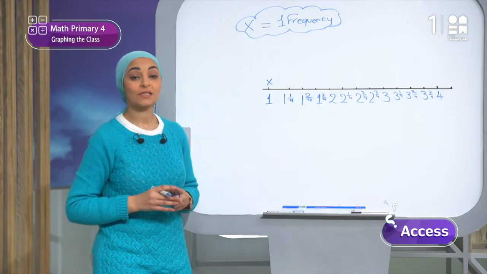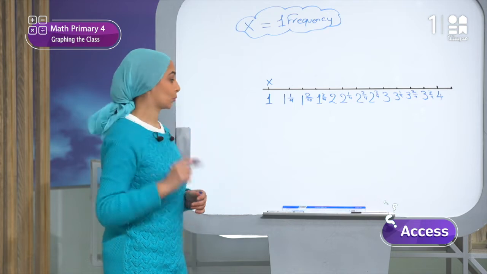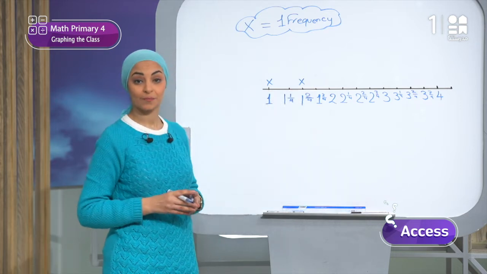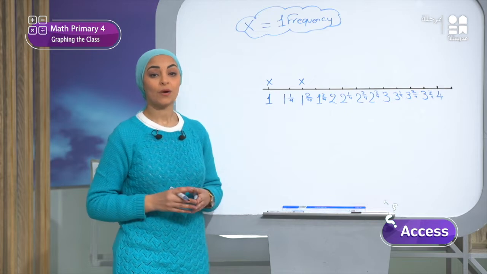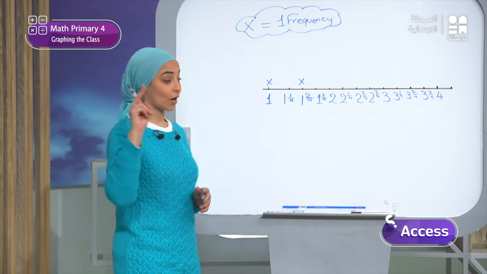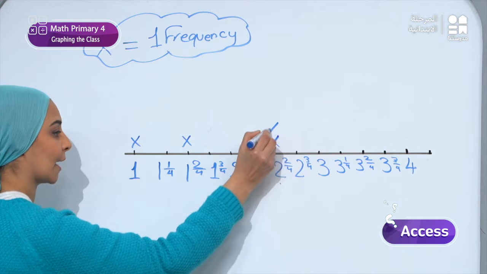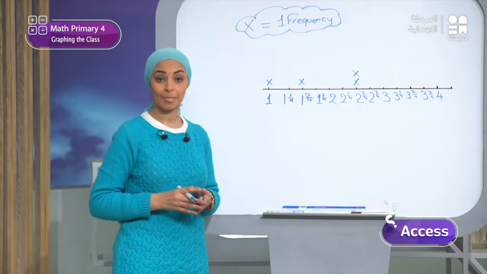1 and 2/4 repeated once also. So I'll put 1x. Then 2 and 2/4 repeated twice. So I'll put x and another x.